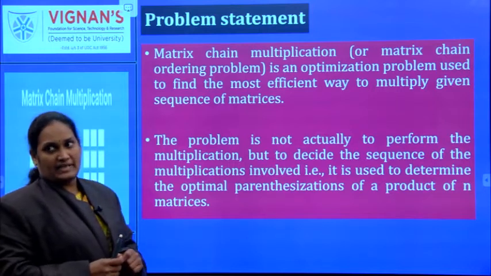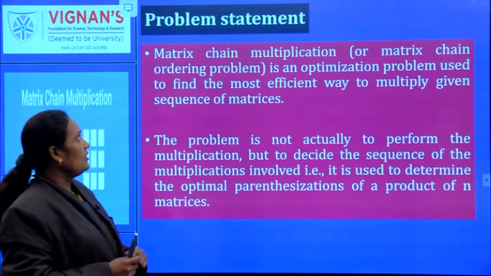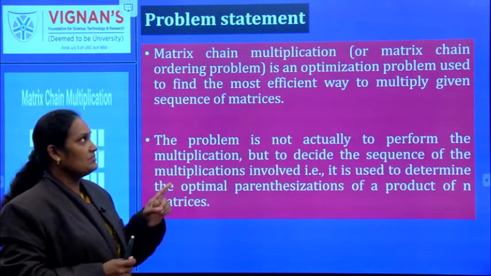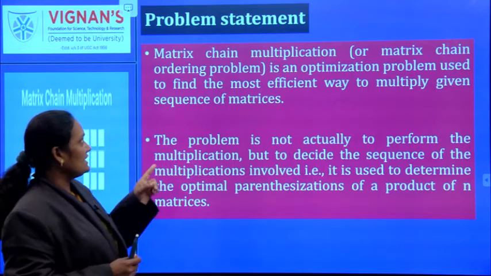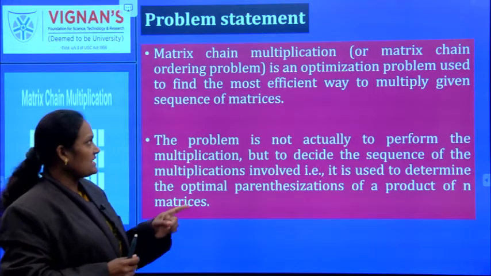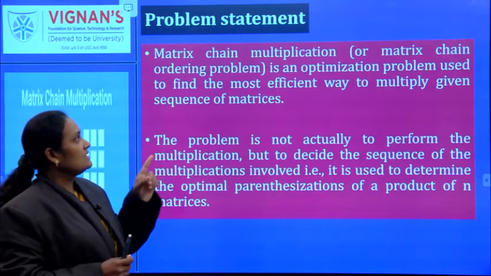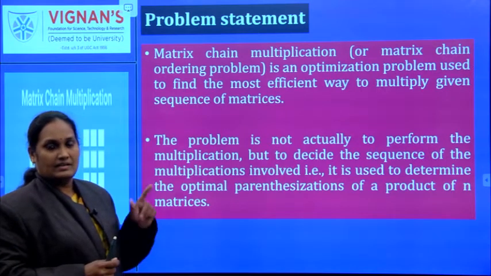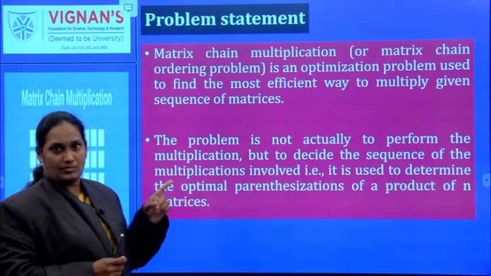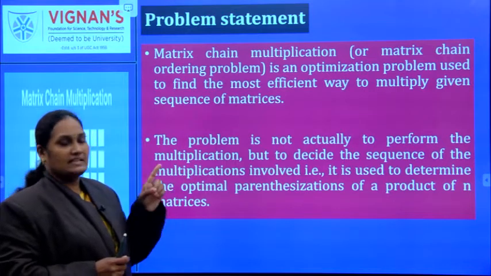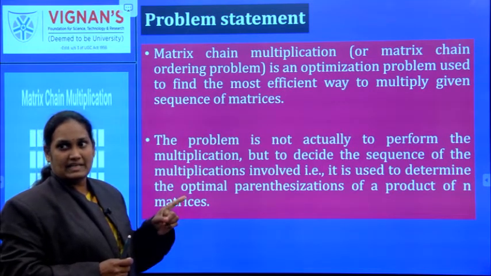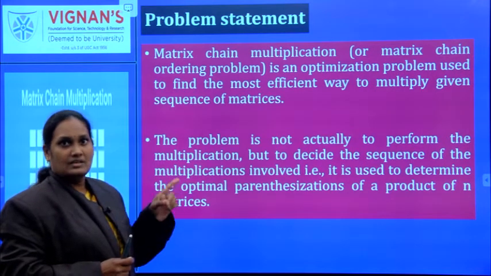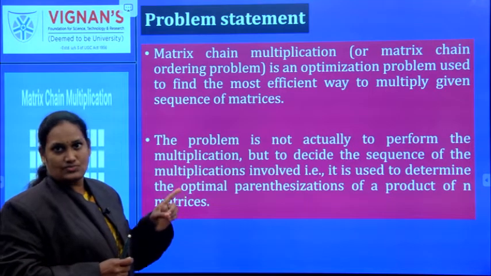Coming to the problem statement, matrix chain multiplication or the matrix chain ordering problem. Here the matrix chain multiplication problem, also called the matrix chain ordering problem, is an optimization problem used to find the most efficient way to multiply a given sequence of matrices.